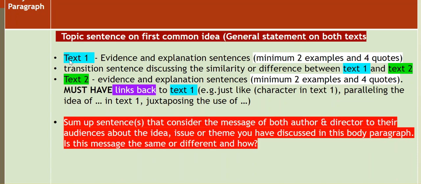So text 1 could be Night, could be Paradise Road, and it could change between body paragraphs. One body paragraph might have text 1 as Night. The next body paragraph might have Paradise Road first. Doesn't matter. So text 1, Night. You're going to do some evidence and explanation sentences. So this is your ordinary TEEL type body paragraph, and you're going to have a minimum of 2 examples and 4 quotes. So I'd say you've got 2 different examples for text 1.